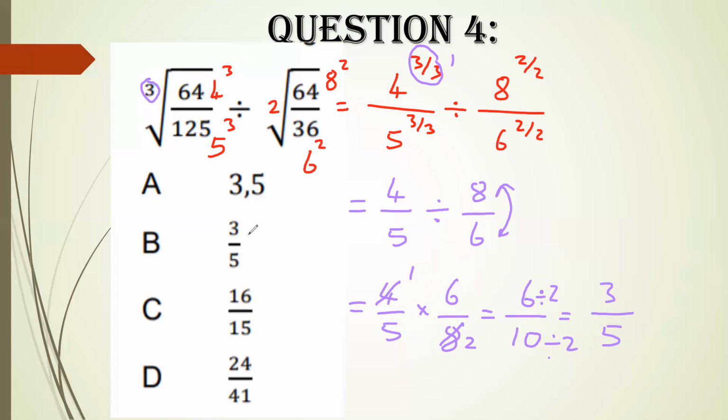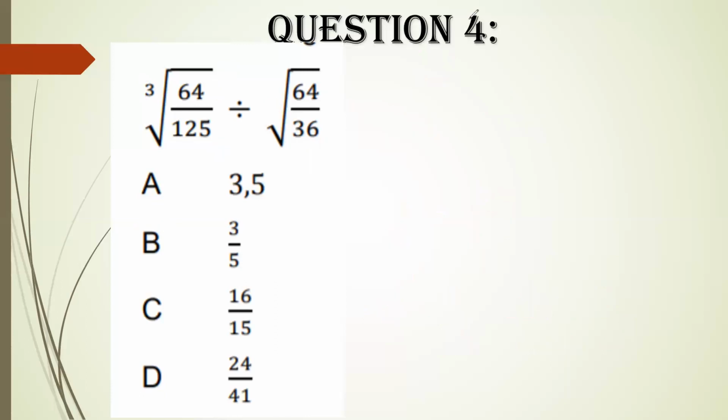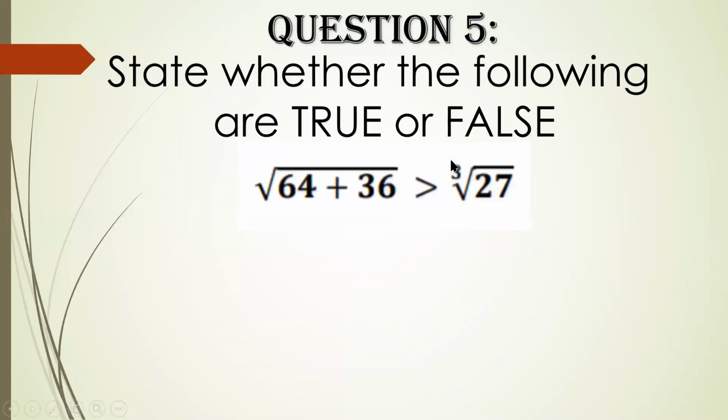Where is our answer? Let's check our options. Option B is correct. Done. So these are question 4. Question 4 also done. Let's continue with the next question. Let's see what they ask in question 5. Question 5, there's no option, but true or false. They're asking you. So same methods we are going to use.